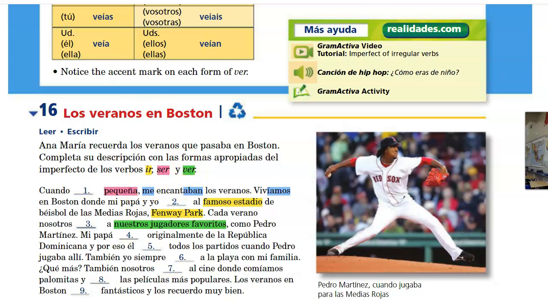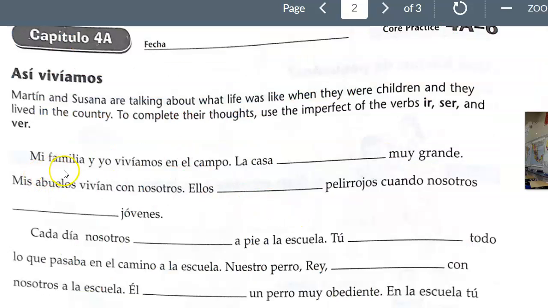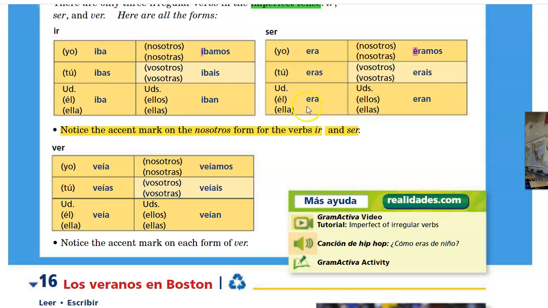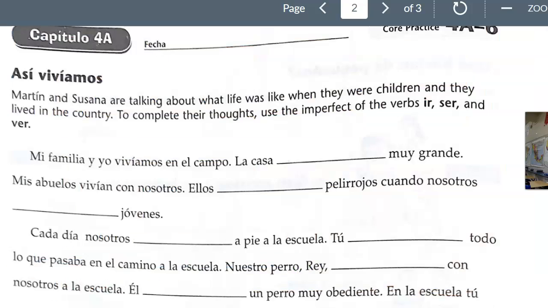So we'll do the first couple together. Mi familia y yo vivíamos en el campo. My family and I used to live in the countryside. La casa blank muy grande. Grande is an adjective. Ser should be used here. And your subject is la casa. So in terms of what form to use, we're going to use the la form because you're talking about it, right? It being the house. So la casa era muy grande.